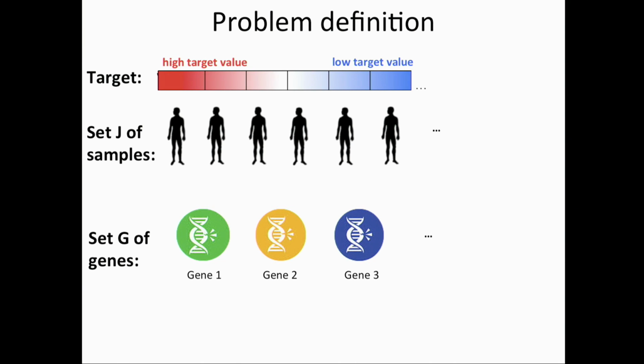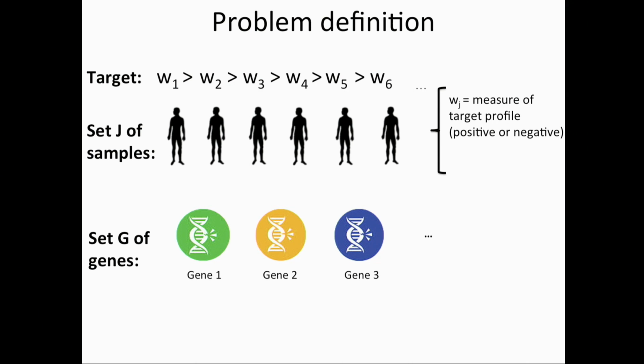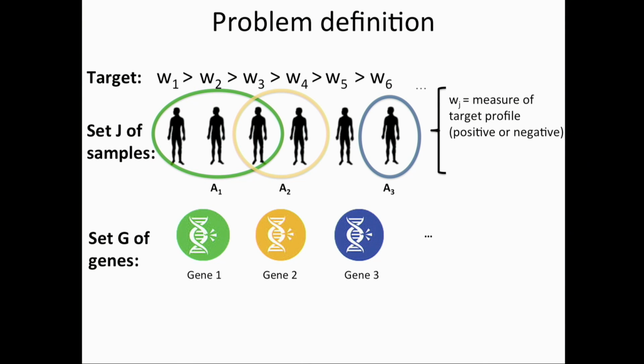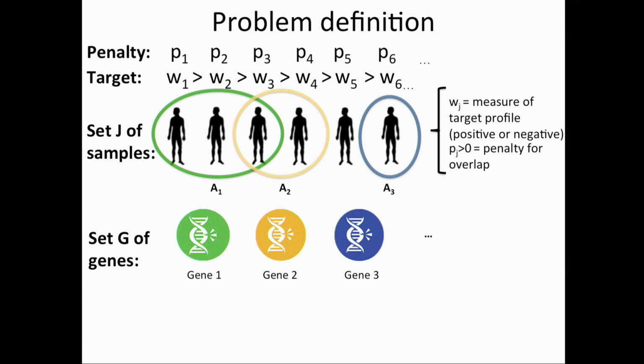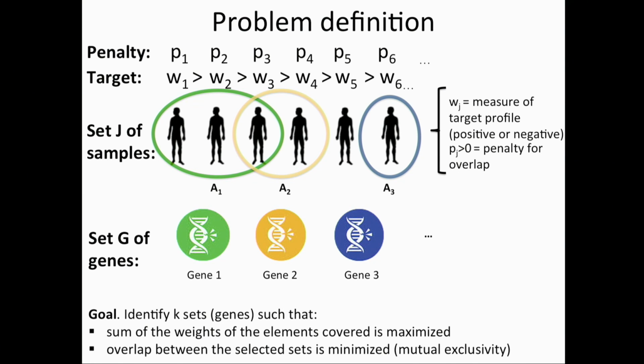So the problem definition is the following. We have the values for the target profiles. Let's assume that these are sorted by decreasing values. We have a set of samples and a set of genes. For each sample, we have the corresponding value of the target profile, and each gene tells us in which set of samples it is mutated. So using the target values, we also build a penalty for each sample. Then our goal becomes to identify the set of k genes such that the sum of the weights of the elements covered by the genes we select is maximized, so that we have high values of the targets, essentially, and such that the overlap between the selected sets is minimized.